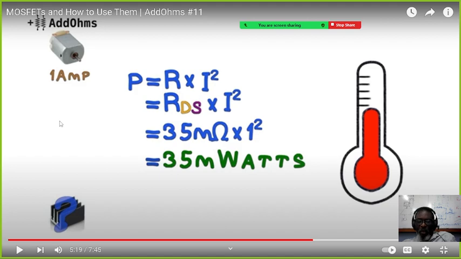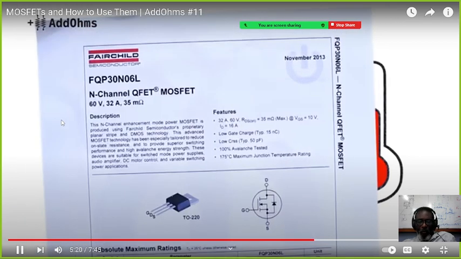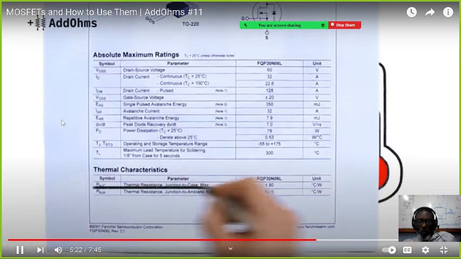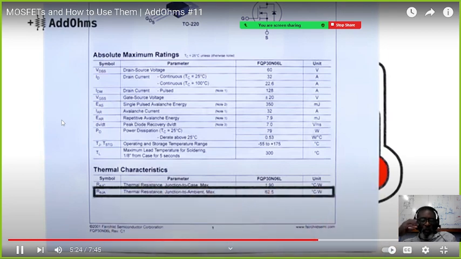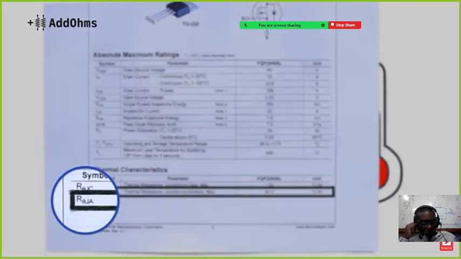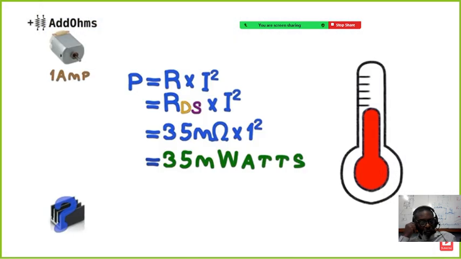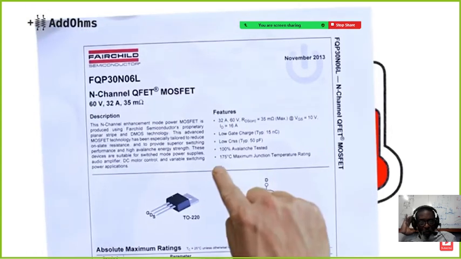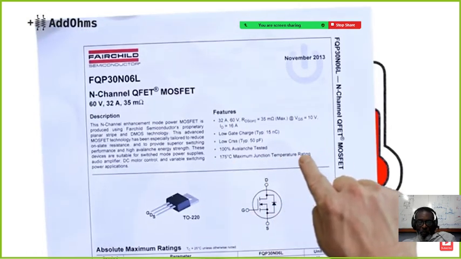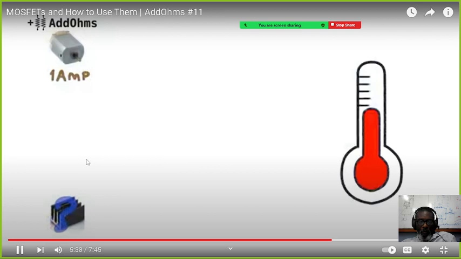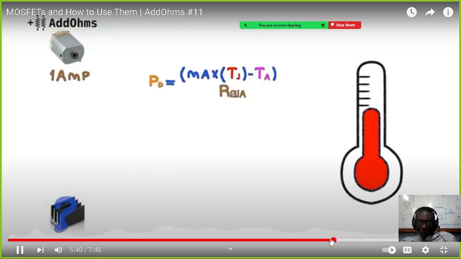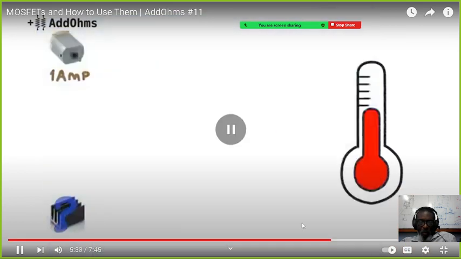Going back to the data sheet again, we need a few more things from it. First, we need the junction to ambient coefficient, which is R theta JA, and in this case is 62.5 degrees C per watt. We also need the maximum junction temperature, which in this case is 175 degrees C. Using this formula, we can calculate. Let me just go back a little bit.